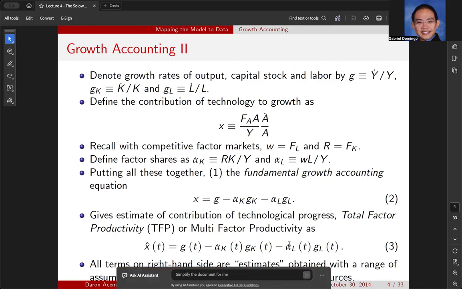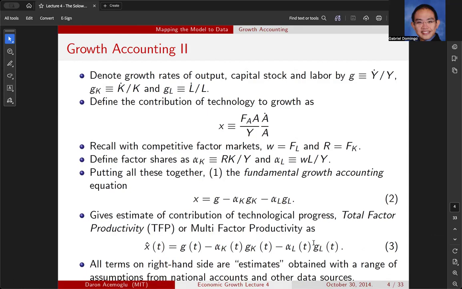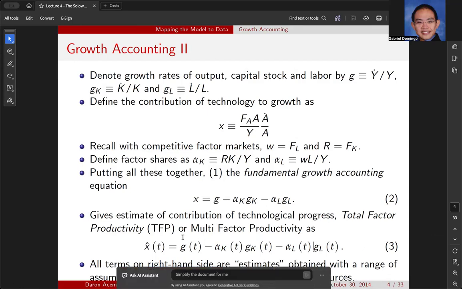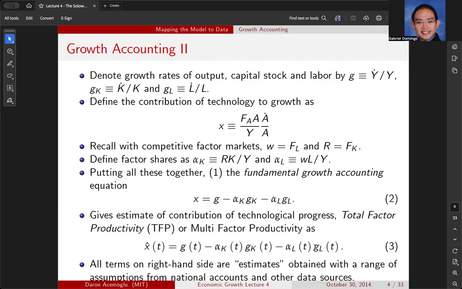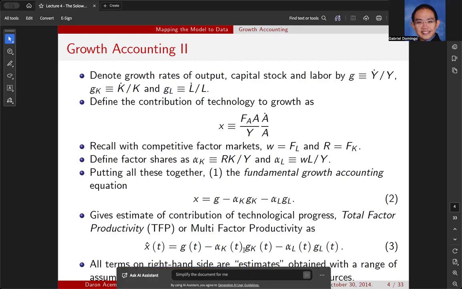All terms on the right-hand side are estimates obtained with a range of assumptions from national accounts and other data sources. So G, which is the growth rate in real GDP, that's data. Alpha K and alpha L are also data. We talked about how these are just shares, and you can calculate them in the national income accounts. G_K and G_L are perhaps the two important pieces of information here. These are measurable, but Acemoglu will take pains to assert that our measurement of capital and our measurement of labor may be problematic.